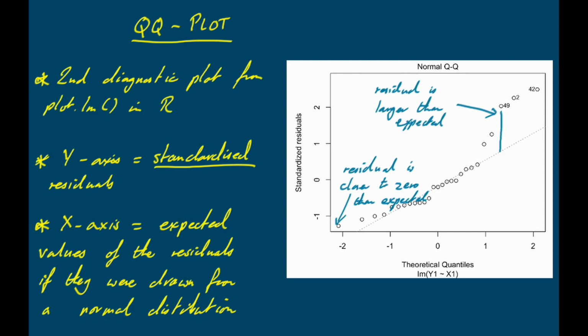QQ plots are best understood by looking at examples. So what we're going to do now is run through a bunch of examples of QQ plots showing residuals with different distributions. Let's kick off with some QQ plots with residuals which are actually drawn from normal distributions.